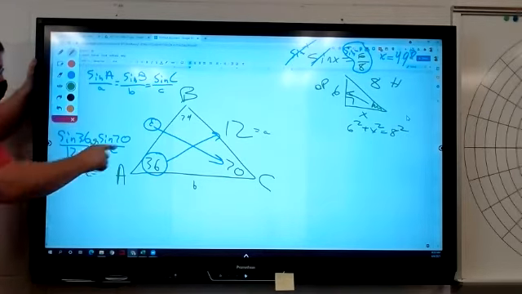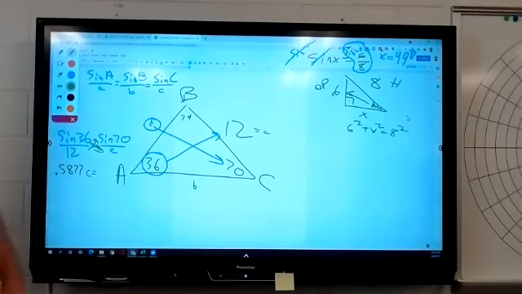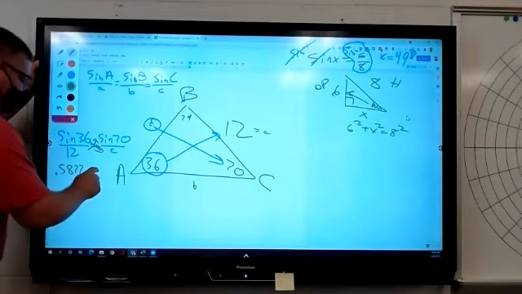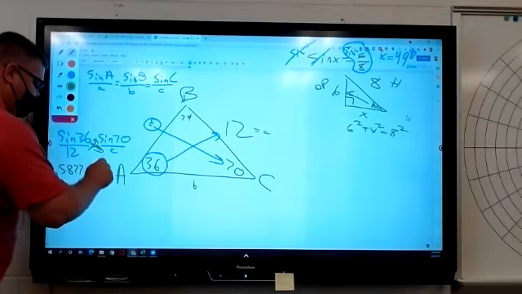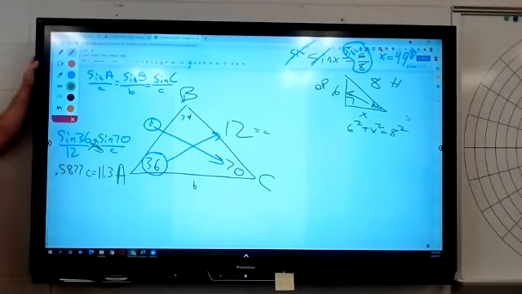Okay, here's what I need. Sine of 70. I got 11.27631. 11 point what? 2763. That makes more sense. All right, 11.3 for right now. Is everybody okay with that?